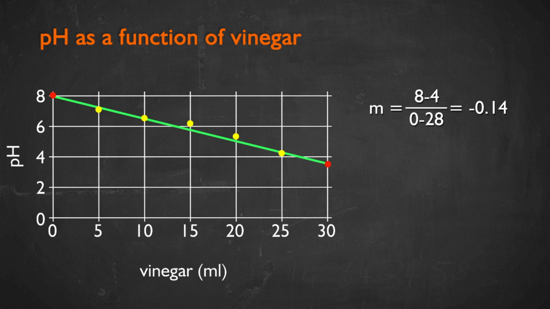So now if we wanted to write an equation that tells us what is the pH depending on how much vinegar we add to milk, we could do that. And so the equation would be pH equals the slope, which is minus 0.14, times the volume of vinegar. So then we would have to add where this slope intercepts with the y-axis, and we can read that off this graph. And it turns out that this is 8. So this is our equation for what the pH is depending on how much vinegar we add to milk.